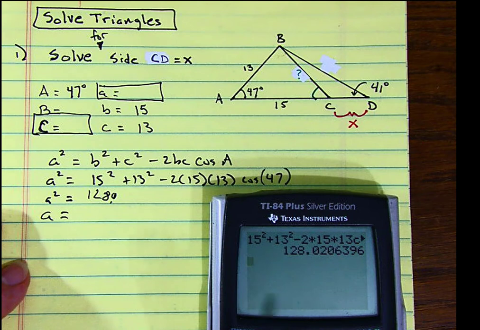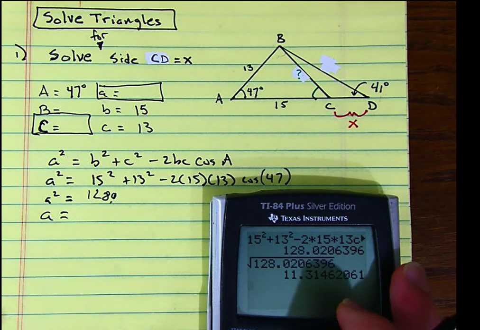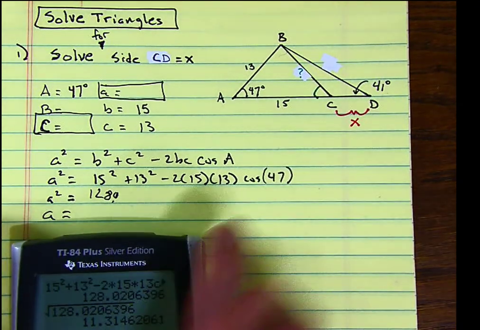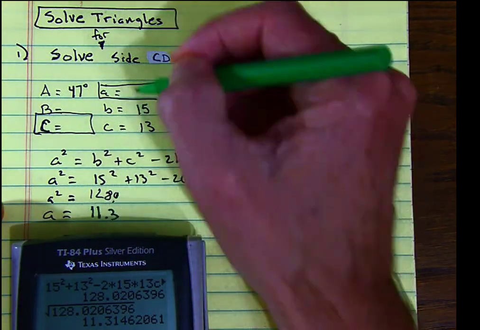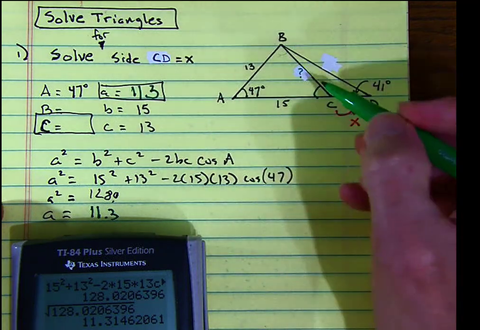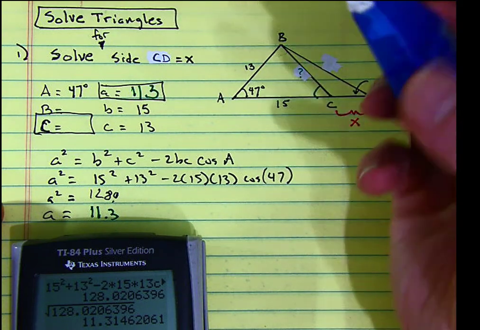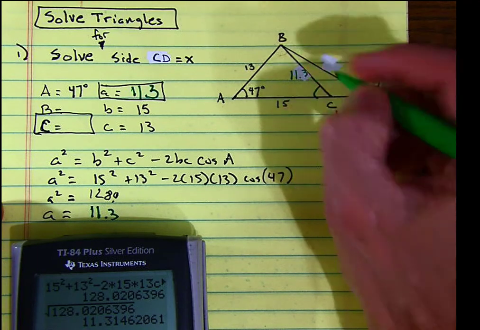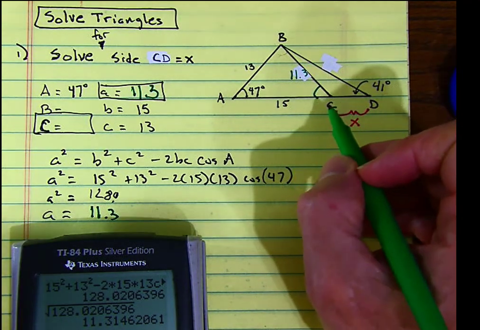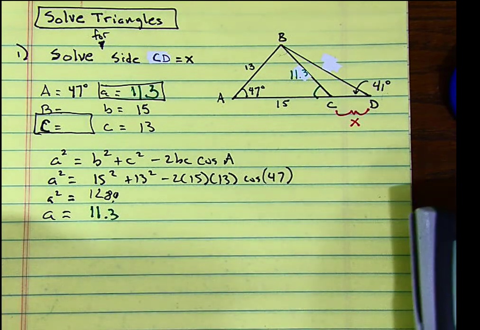128.0. And so A equals the square root of that, and we'll take this approximately 11.3. So I found one of the sides I need. 11.3. So that is my side right there. That was one milestone in my plan to solving. The next milestone is to figure out angle C. If we had that, we could make some headway.